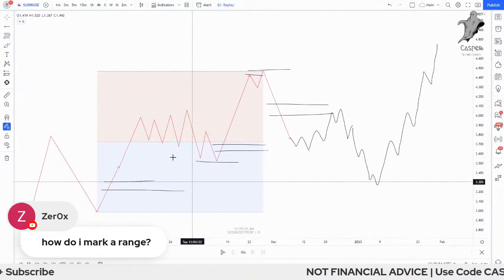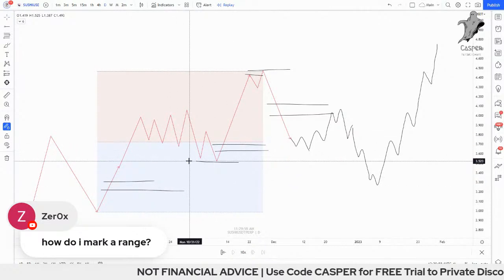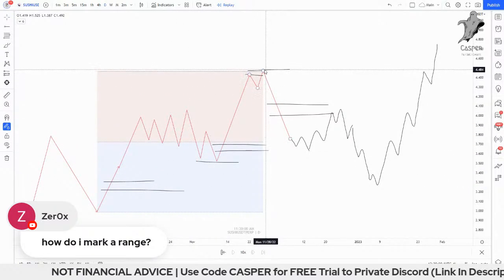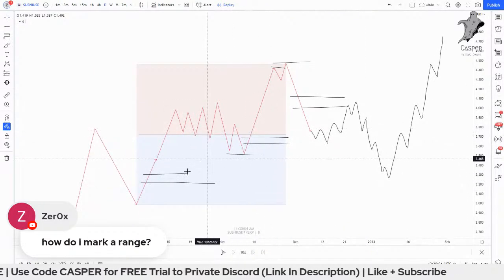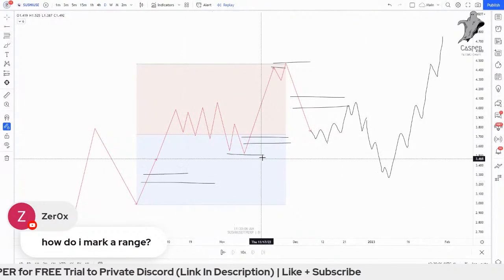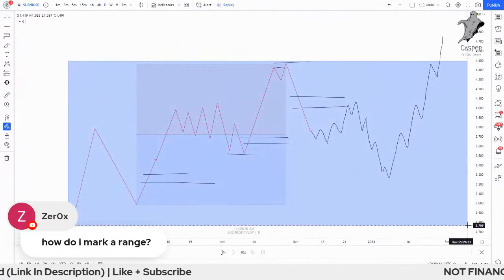So the less internal liquidity you have in a range, the more likely that you are to seek out external liquidity from your entry. The more internal liquidity you have down below you, the less likely you are to go for the high.